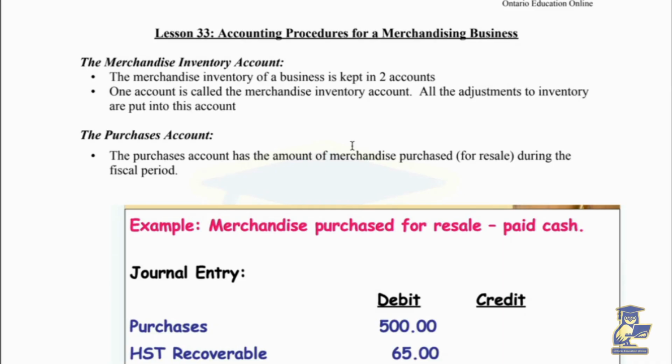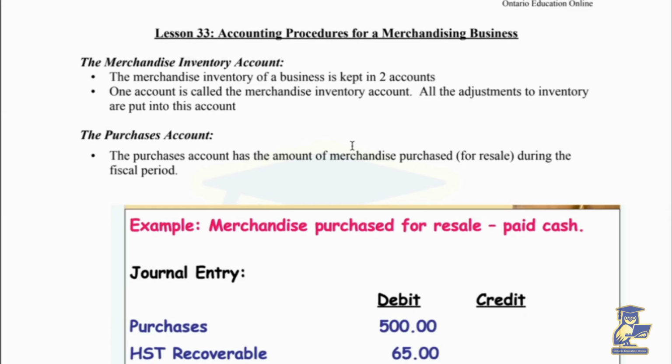Everyone, and welcome to Lesson 33, Accounting Procedures for a Merchandising Business. So far, you have learned the following facts about the periodic inventory system for a merchandising business. 1, the final inventory figure must be included on the balance sheet as a current asset. 2, the cost of goods sold figure must be included on the income statement. 3, neither the inventory figure nor the cost of goods sold figure is known during the accounting period. And 4, the cost of goods sold figure can be calculated by means of the formula developed earlier.